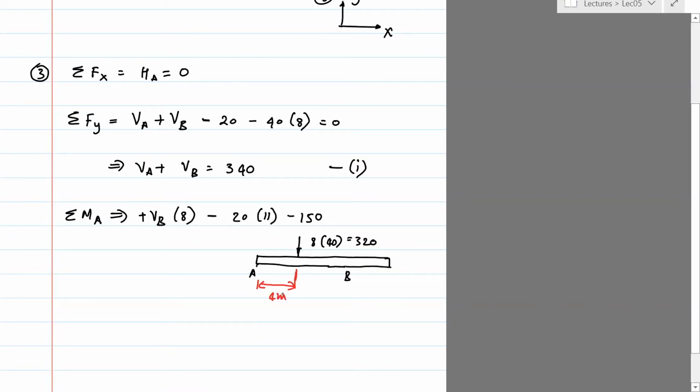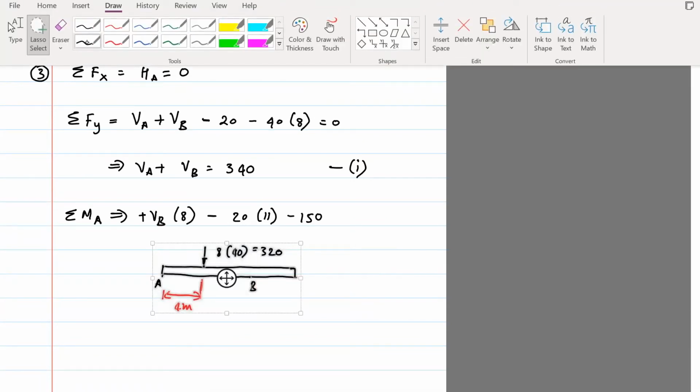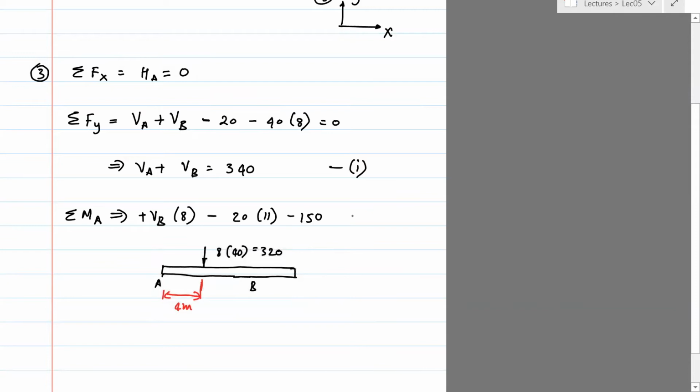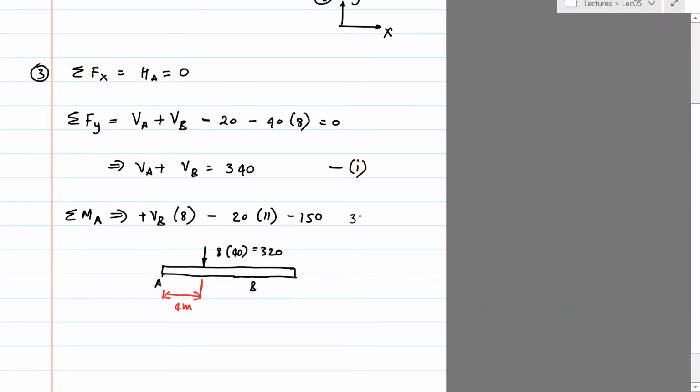Okay, so now it's kind of easy to write the equation, because we've reduced that from a distributed force to a concentrated force. So that's going to be 320. That's the force at a distance of 4 meters from the left. So 4. And then since it's acting downwards, the moment about A is clockwise direction, so negative sign. All that equals 0.